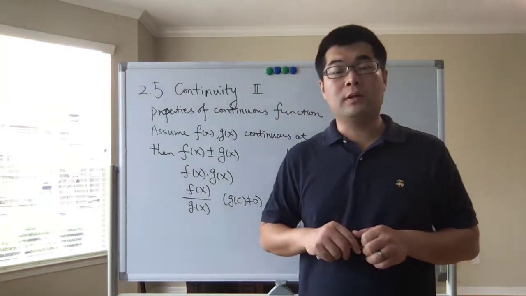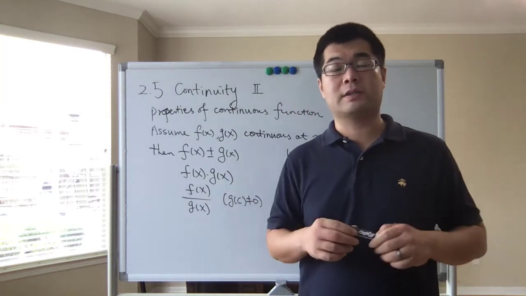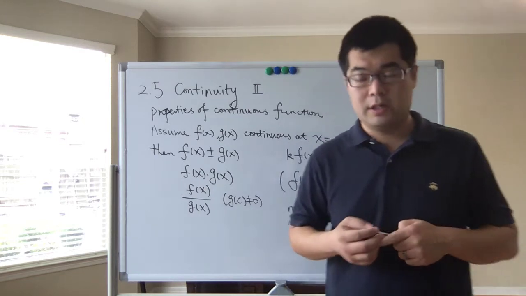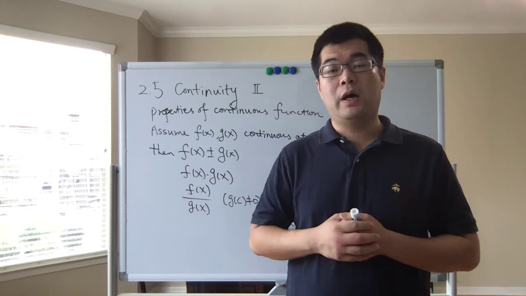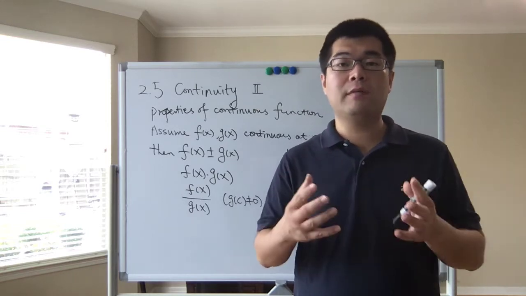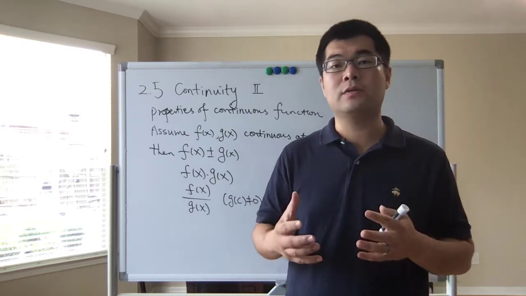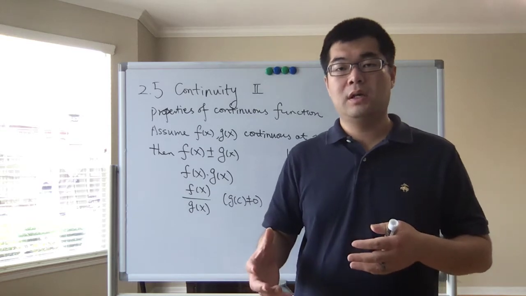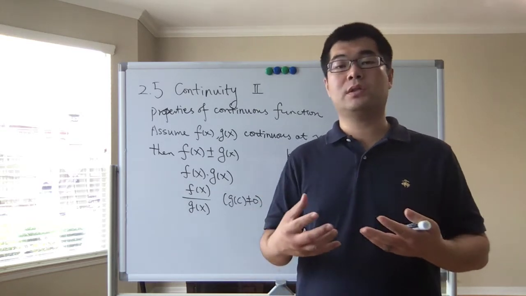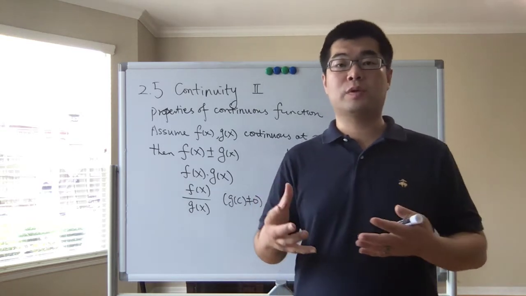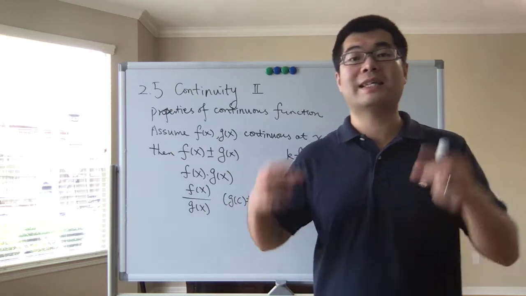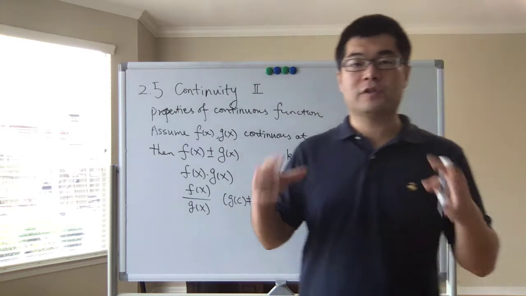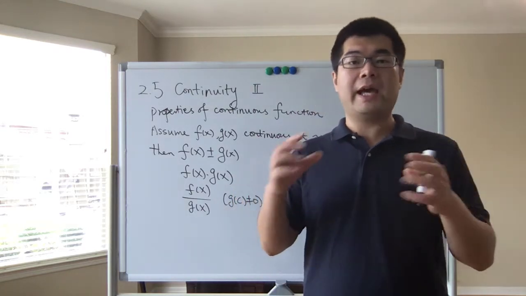Okay, so let's continue to talk about section 2.5, continuity. As we discussed in the first part, when we claim that f(x) is continuous at x equals c, then we must have the condition limit as x approaches c of f(x) equals f(c). Okay, so that's the key for supporting continuity at a point.